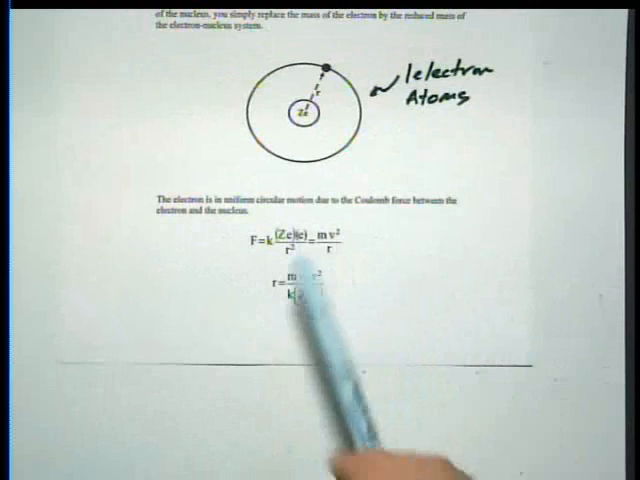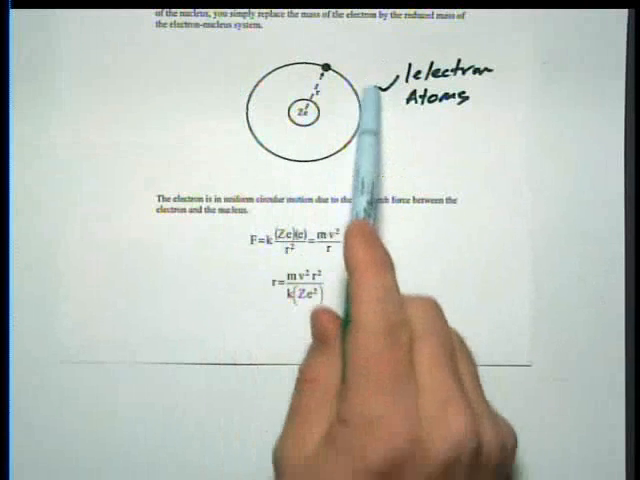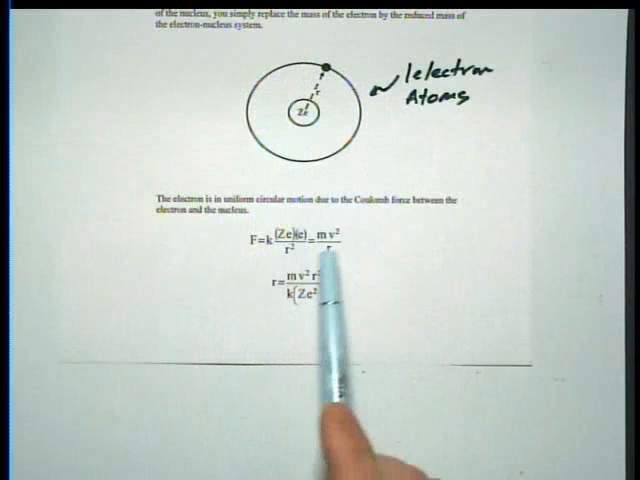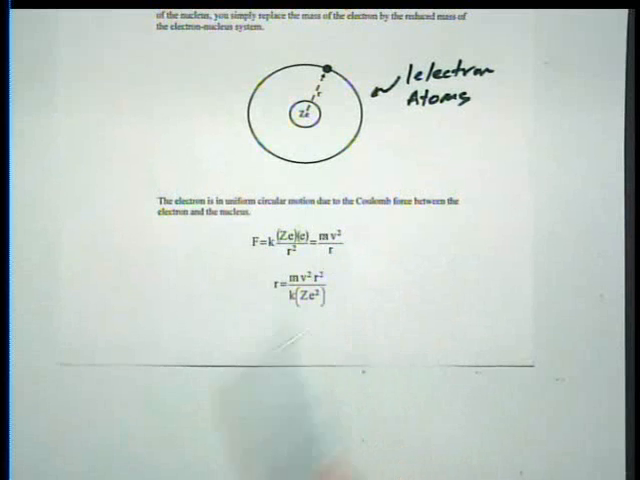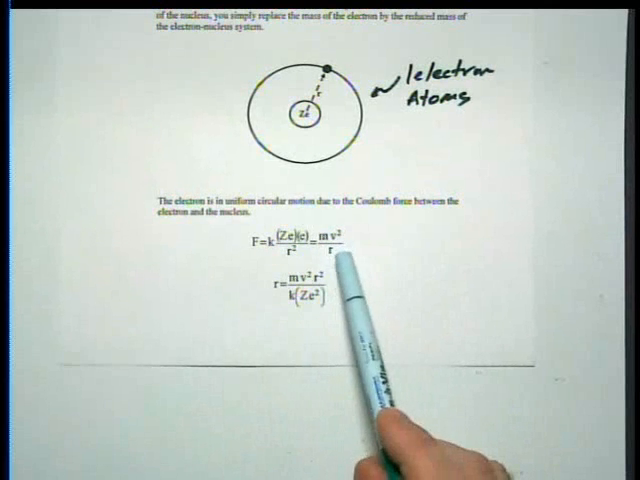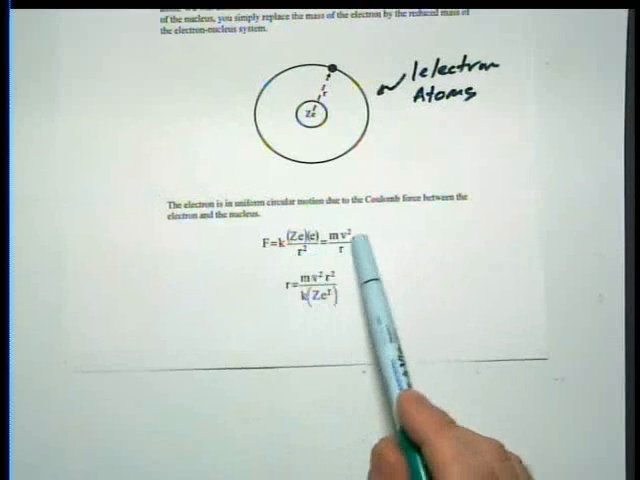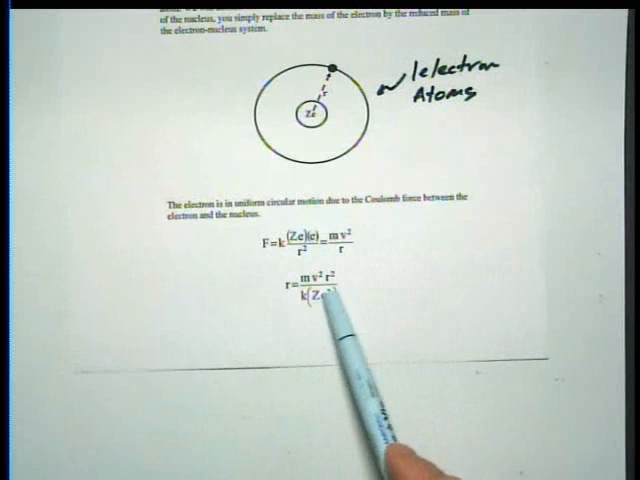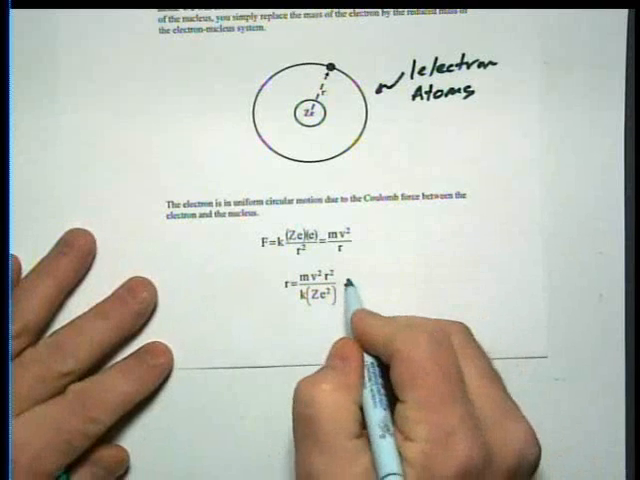He puts the force in here, and he says, hey, it's going in a circle. If it's going in a circle in uniform circular motion, then that force has got to be the mass times the centripetal acceleration, physics 1. I can solve for r. So you can bring the mv squared, bring that r squared up here, bring that r there, bring that kZe squared down here. This just seems kind of strange. I'm going to rewrite it in just a second.